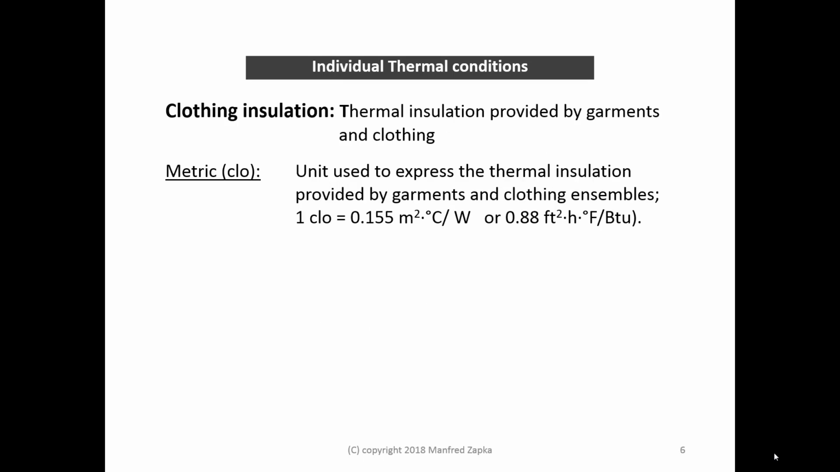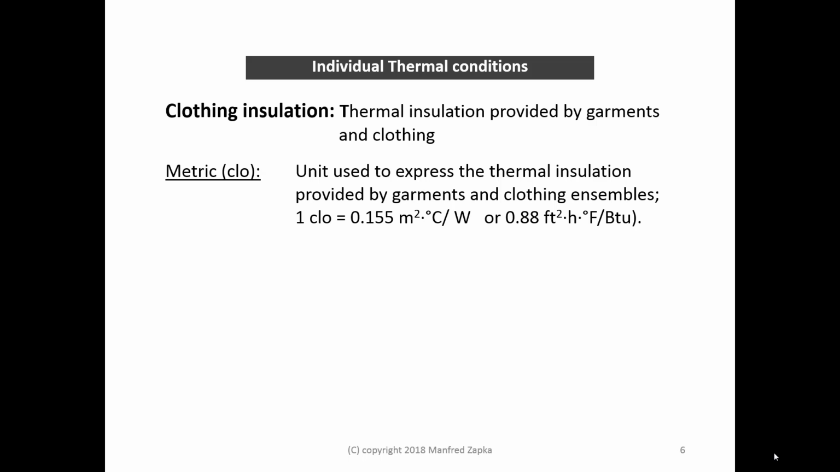The next individual thermal condition is clothing insulation, and we told that already. Thermal insulation provided by garments and clothing. So that means if we have clothing on our skin, it acts like an insulation. So it holds back the bodily heat at the body, and is in the way of just being rejected to the environment.